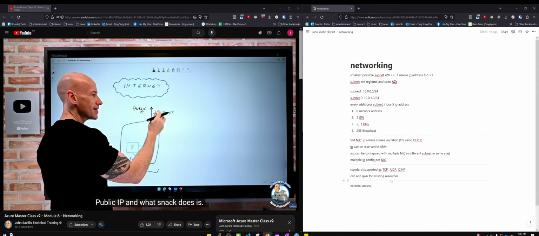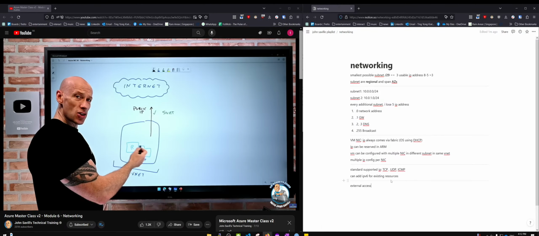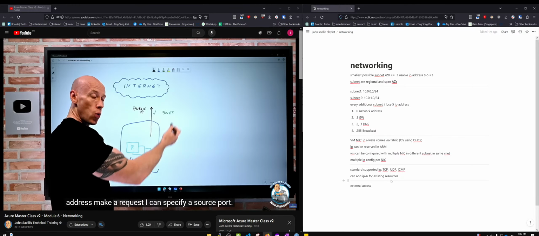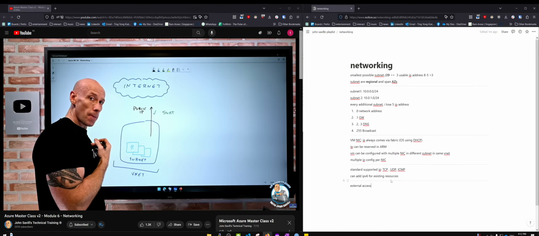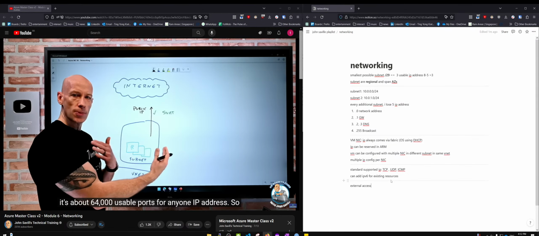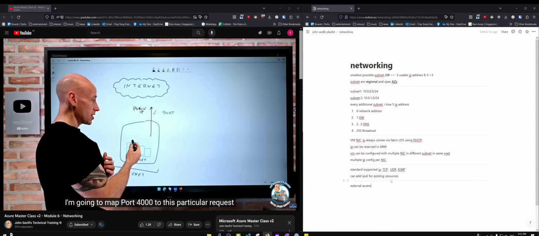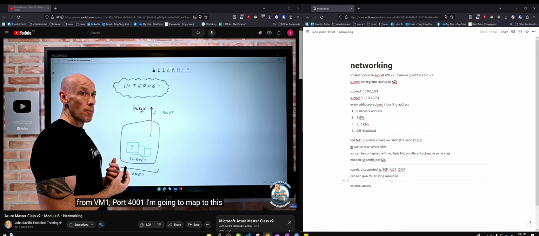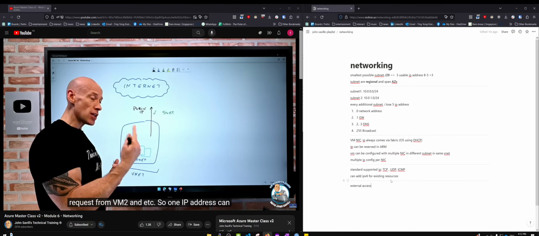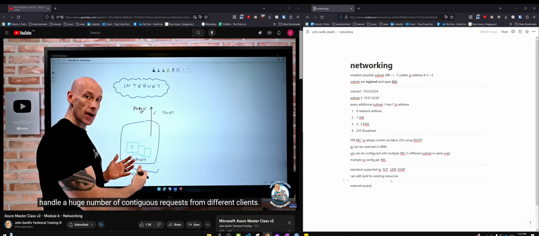And what SNAT does is, hey, I have this valid IP. You have a bunch of non-public IPs. When you, private IP address, make a request, I can specify a source port. If you think about the port number, there are about 64,000 usable ports for any one IP address. So I'm going to map port 4000 to this particular request from VM1, port 4001 to this request from VM2, and so on. So one IP address can handle a huge number of concurrent requests from different clients.